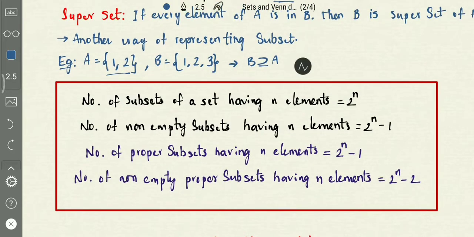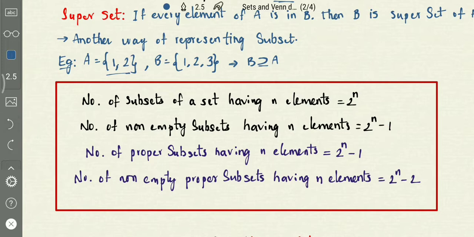So these are the important formulas to remember. Number of subsets of a set having n elements. We have seen that 2 power n is the number of subsets. Number of non-empty subsets having n elements. 2 power n is the number of subsets including the null set. And here number of non-empty subsets means excluding the null set. How many null sets will be there? Only one null set will be there in all the subsets. So excluding this, it will be 2 power n minus 1.